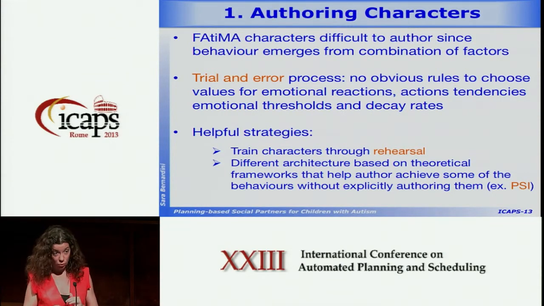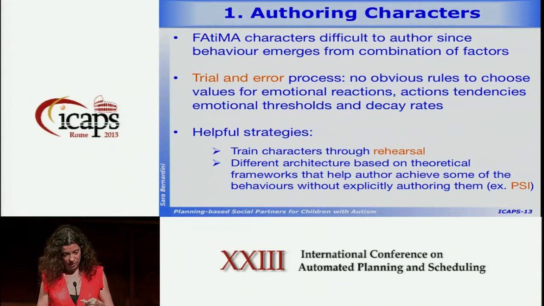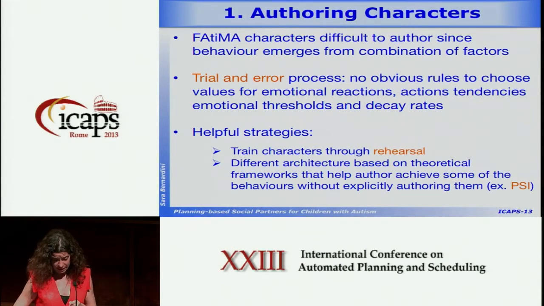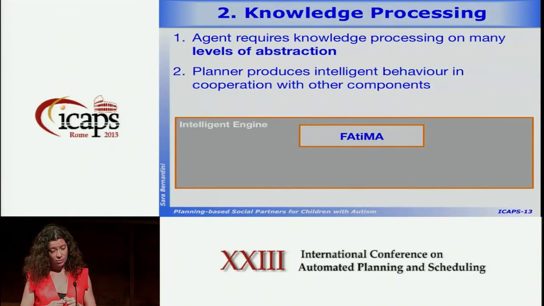And so we went through a long process of trial and error because there are no obvious rules, of course, to choose these values. And so we are actually thinking of replacing this approach with different approaches, like training the character through rehearsal, or using a different architecture in which you don't need to author the character a priori. And then also our agent requires knowledge processing on many levels of abstraction. And so the planner produces intelligent behavior in cooperation with other components that are based on different techniques.